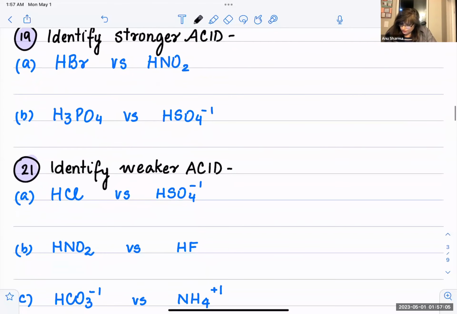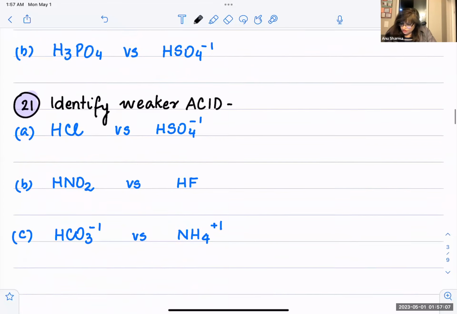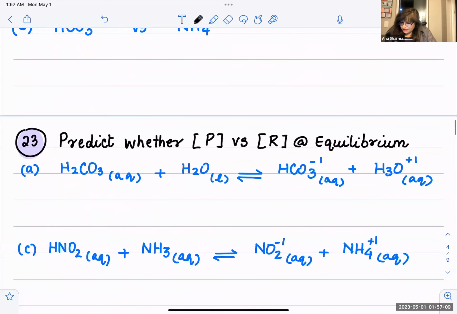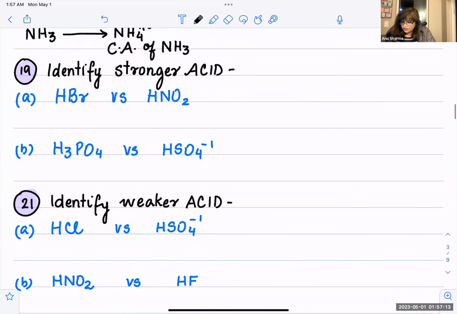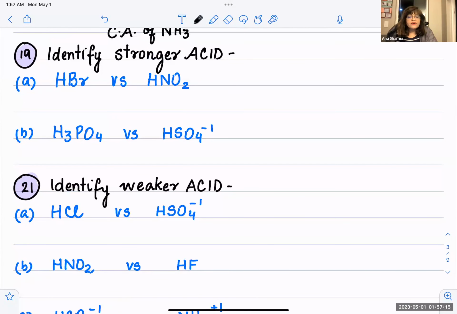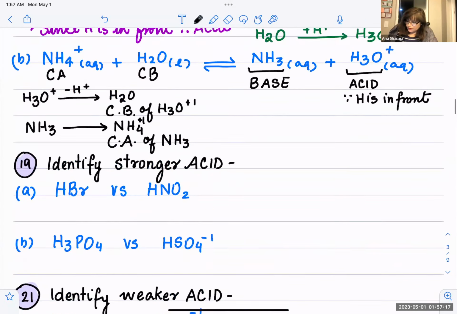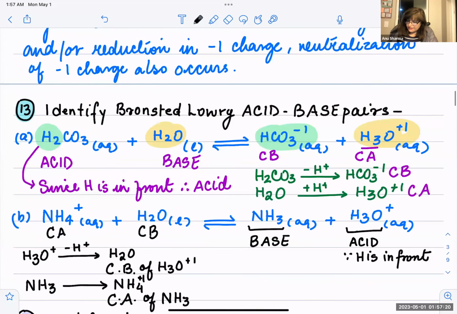All right, so this finishes this part. Next, we are going to look at the identification of the stronger and weaker acids and predicting whether the product or the reactant is formed. For this, you would need the tables that are in your handout for the next questions. But for this one, I highly recommend that you do more practice on identifying the Bronsted Lowry acids and bases and their pairing. After that, we will do the next ones, all right? Thank you.